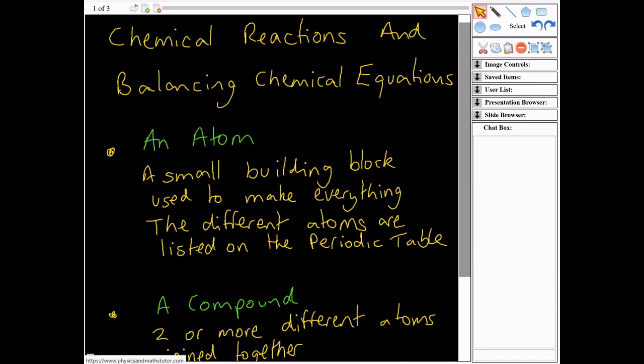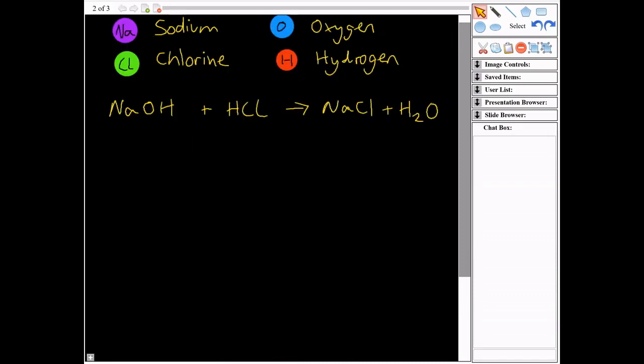Then what I'm going to do here is start talking about how a chemical equation works, what it's for, what it's showing us, and how everything works out. So I've got here a chemical equation, and I've drawn here some things to represent different kinds of atoms. I'm going to use this purple one here with Na written on it, which is for sodium. If you look on a periodic table, you'll find sodium listed on there, and the symbol for it is Na. Likewise, I've got chlorine, which is Cl, oxygen, which is O, and hydrogen, which is H.